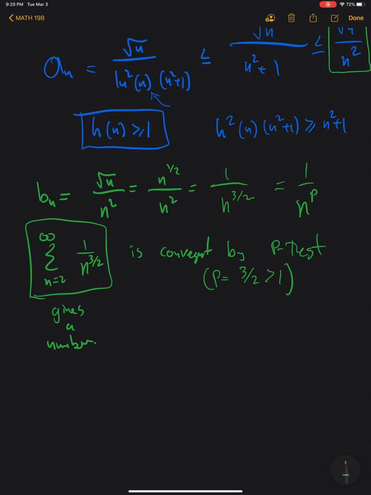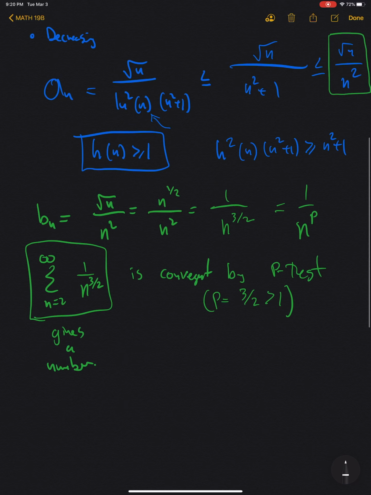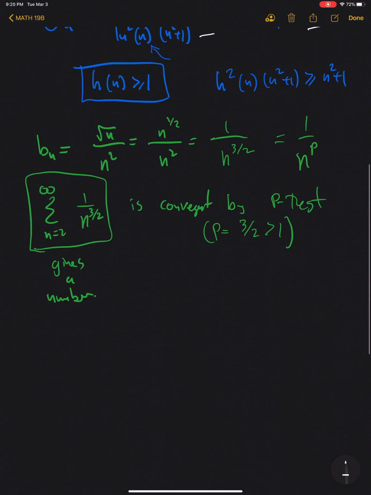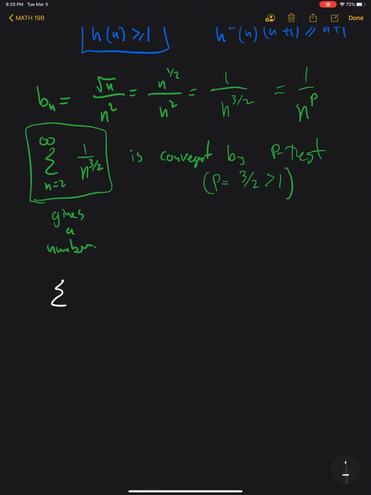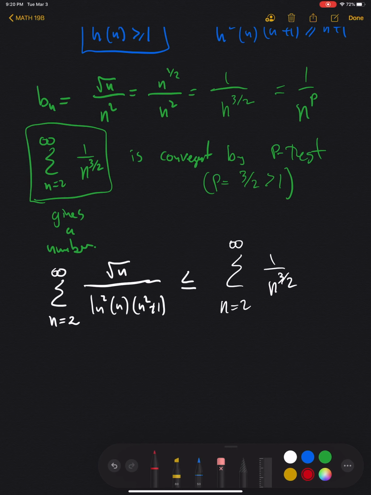It is convergent. Now, following my chain of inequalities, I know that the original one has to be smaller than that. In other words, the original, the square root of n divided by the natural log squared of n times n squared plus 1, has to be strictly smaller than this convergent series. So since this side is convergent, this side has to be convergent.